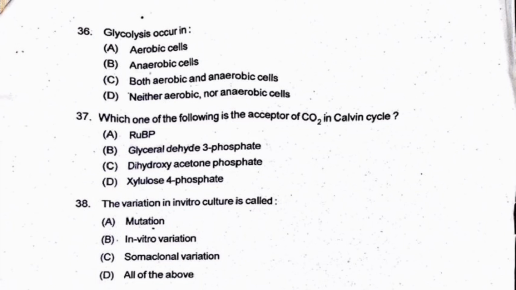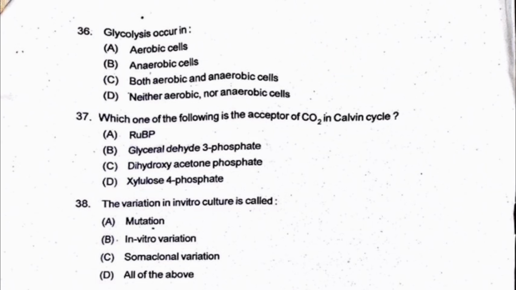36, glycolysis occurs in option A aerobic cells, option B anaerobic cells, option C both aerobic and anaerobic cells, option D neither aerobic nor anaerobic cells. So glycolysis is the first step of glucose metabolism which occurs in both presence and absence of oxygen. So here the correct answer is option C. Glycolysis occurs in both aerobic and anaerobic cells.